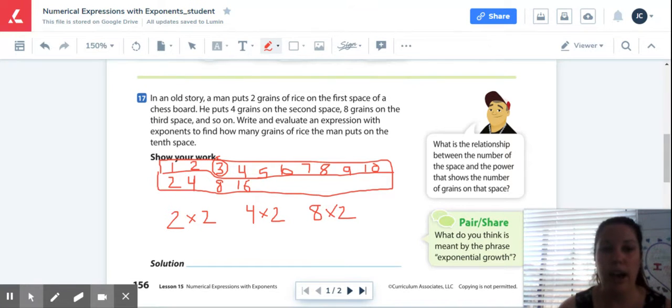So if we have 1, 2, 2 2s, 3 2s, 4 2s, that means 4 2s should equal 16, right? So that would be 2 times 2 times 2 times 2. That should all equal 16. Does it? Does it equal 16?